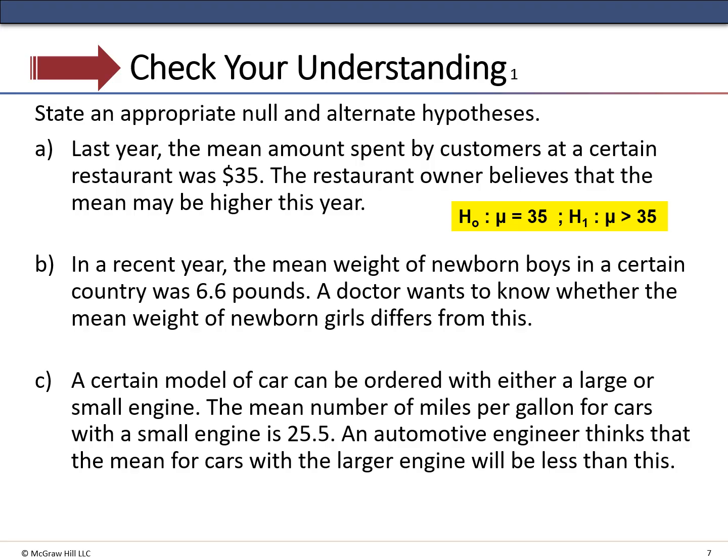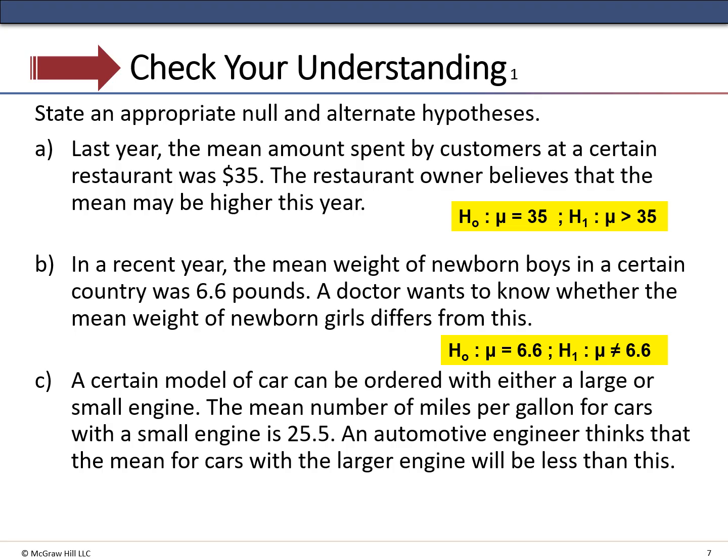In a recent year, the mean weight of newborn boys in a certain country was 6.6 pounds. A doctor wants to know whether the mean weight of newborn girls differs from this. So our null is that the mean weight is 6.6, and our alternative is that the mean is different. It doesn't say greater or less than, just differs.